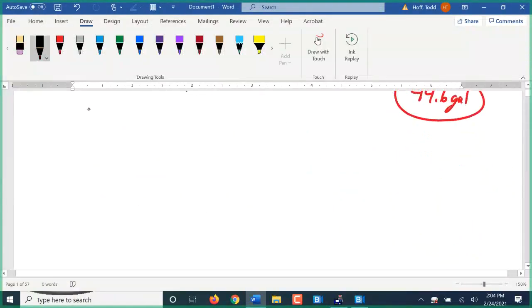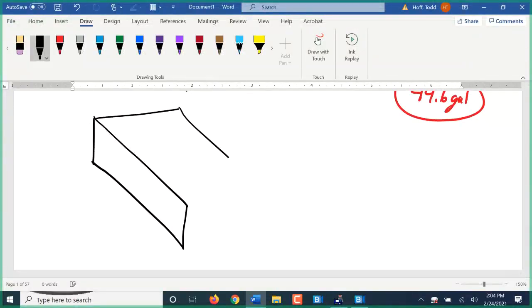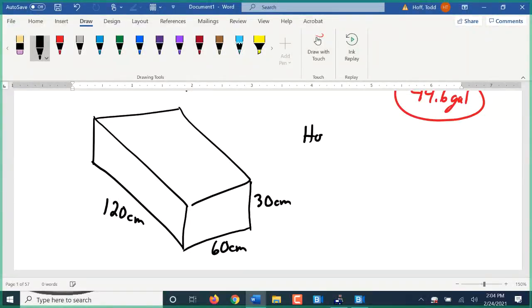The next one we're going to do here, let's say that this is 120 centimeters by 60 centimeters by... I want to know how many liters that tank is. I'll give you about a minute there before we go over it.